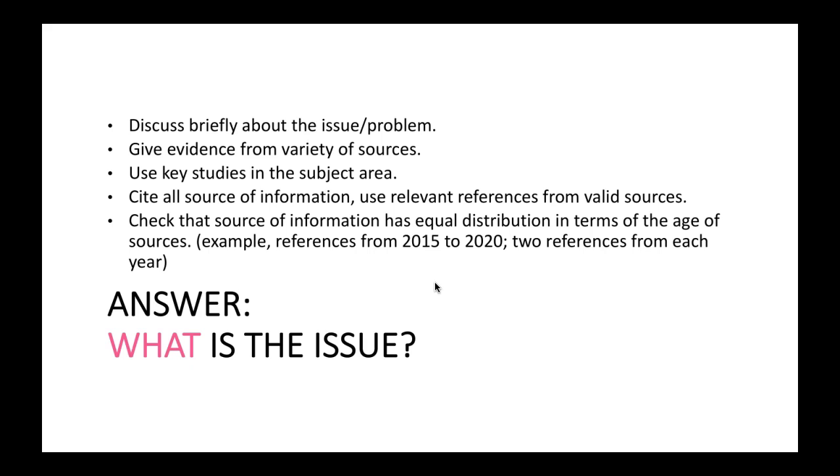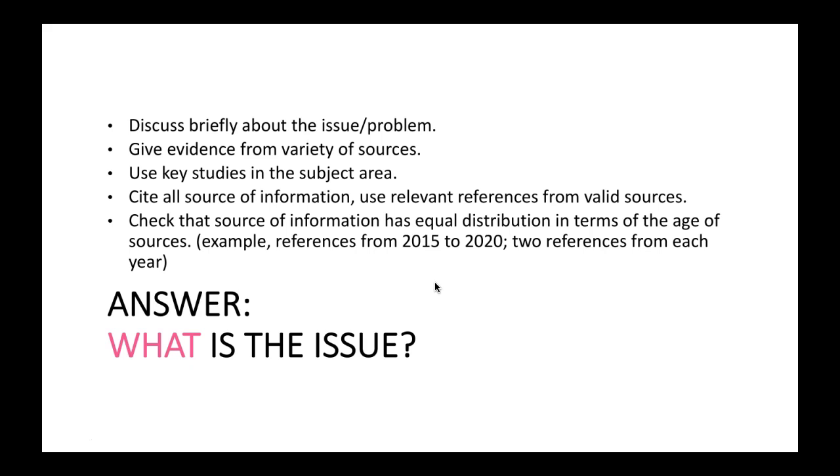basically you are looking at the gap in the study or any issues you are finding. For example, you find an issue of a lack of communication in construction processes. You are going to briefly discuss the issue or the problem, and then you are going to give evidence from a variety of sources. A variety of sources means different types of sources such as books, journal articles, maybe some government websites or some reports or white papers.